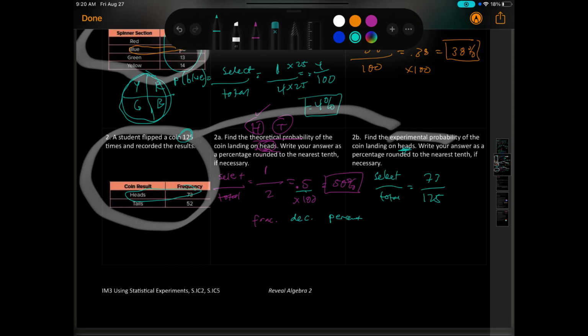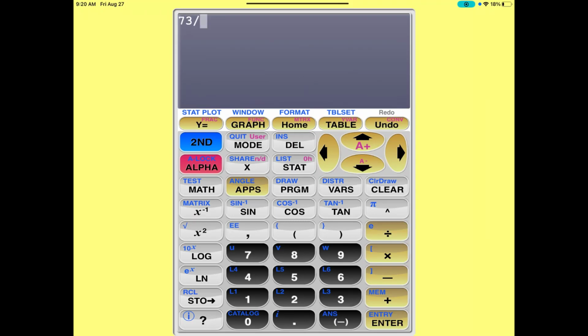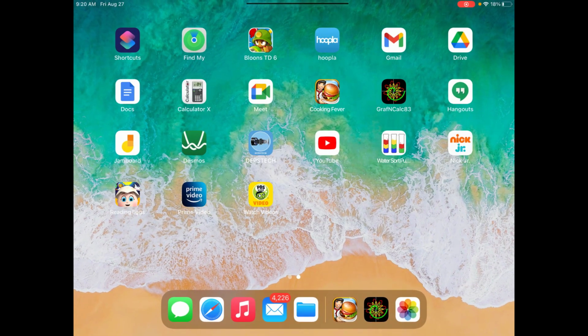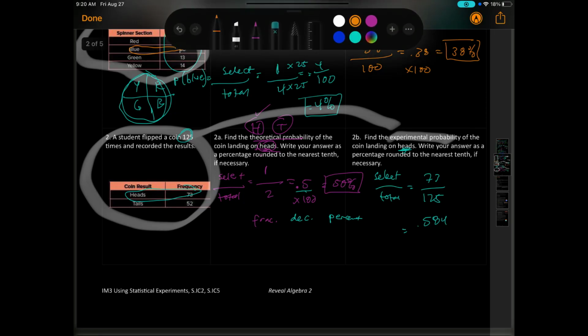I'm just going to change that into a, let's show you the calculator one more time. 73 divided by 125, enter. You get 0.584, and if you multiply that number times 100, you get 58.4. So 0.584, and then we multiply this by 100, then you will get 58.4%. So in theory, we should get only 50% heads, but ours was 58, so ours was a little bit higher.